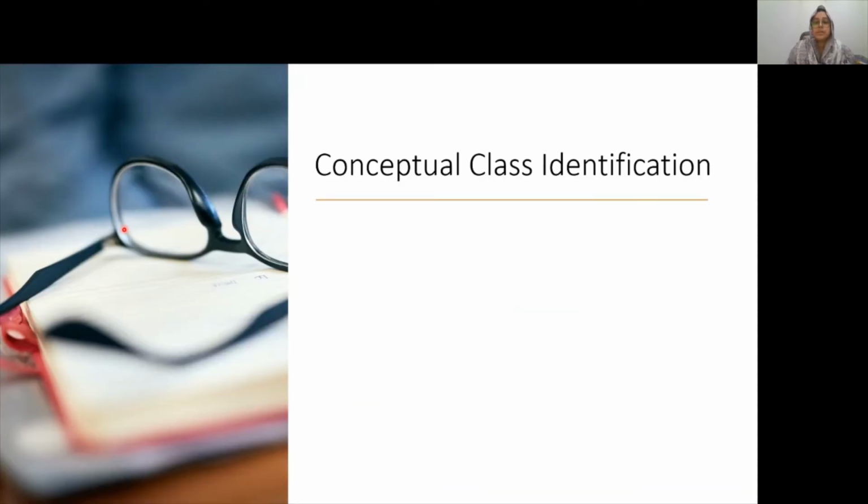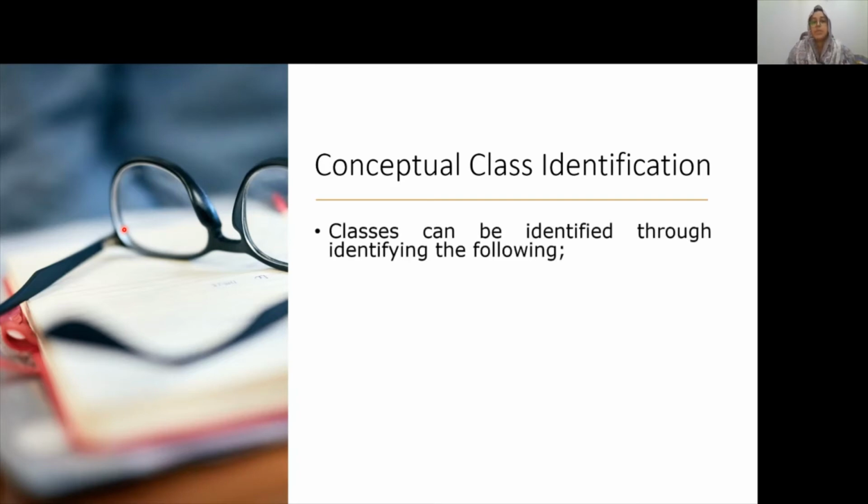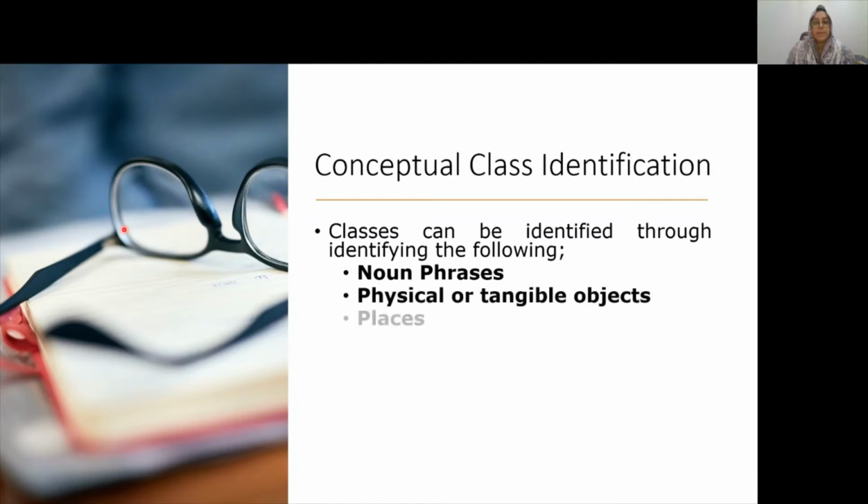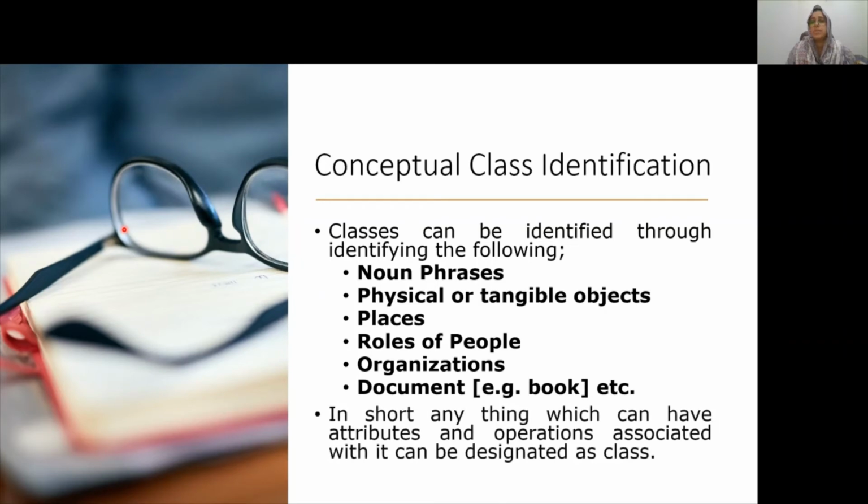Conceptual class identification. The question is how we can actually identify a conceptual class from a problem description. We can identify classes from a problem description easily. The only task we need to do is list all the nouns, objects, places, roles, organizations, and documents mentioned in the problem statement. These all will become our concepts. The next step is easy. We just need to decide their attributes and their associations to each other.